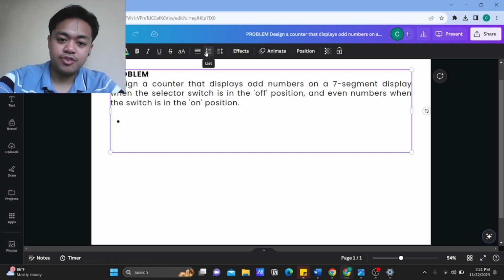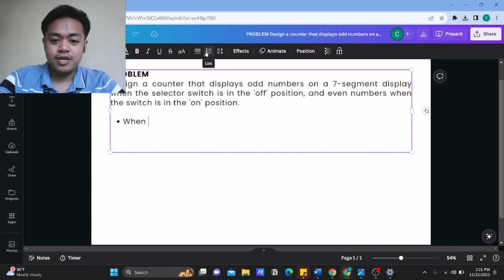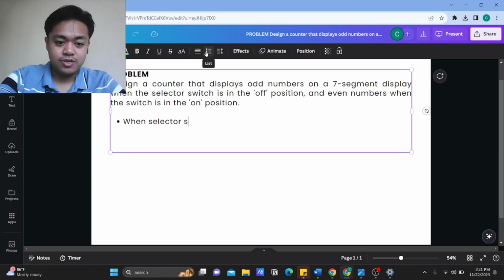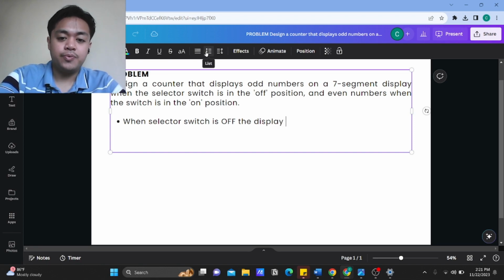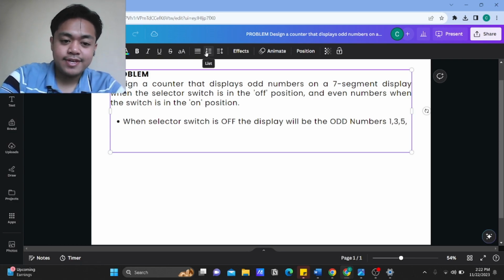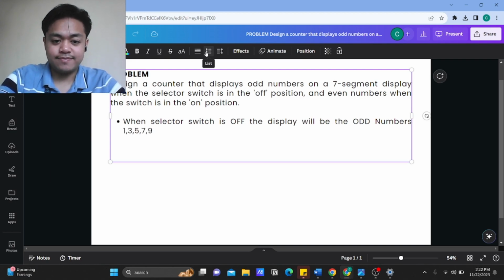analysis, when the selector switch is off, the display will be the odd numbers. The odd numbers, which are 1, 3, 5, 7, and 9, in a sequence.